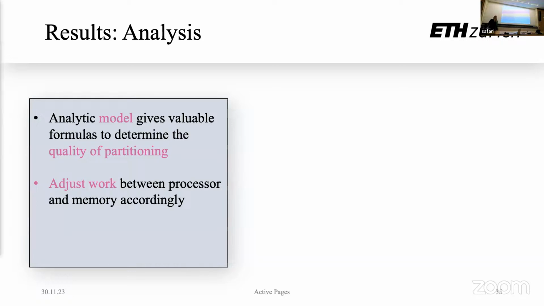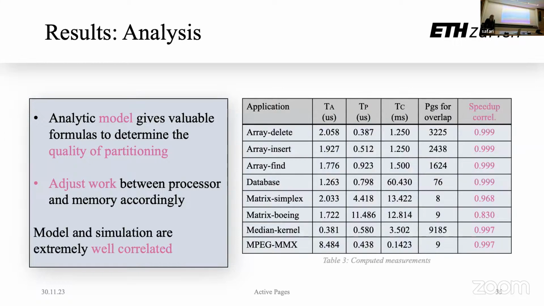With this model, we are able to obtain simple formulas to predict the performance and balance the workload between processor and memory systems accordingly to achieve maximum performance. The key takeaway is that the estimated speedups of the analytic model are extremely well correlated to the actual measured speedups of the simulation. This correlation can be seen by looking at the rightmost column of table 3.